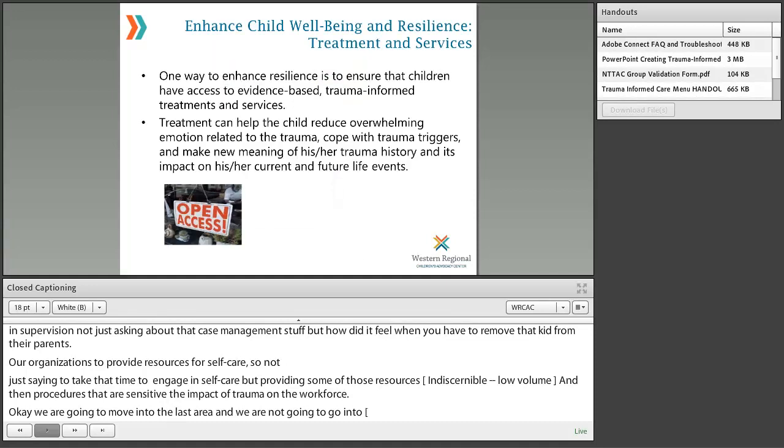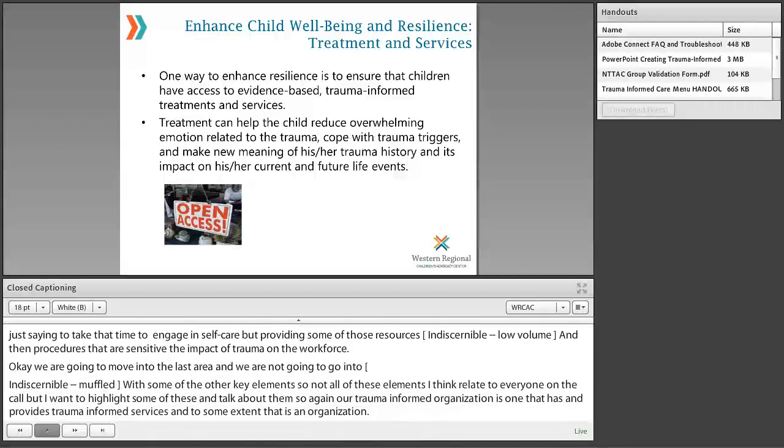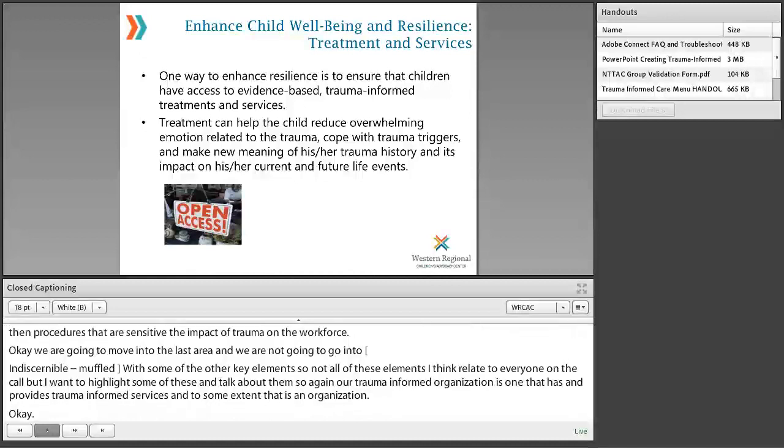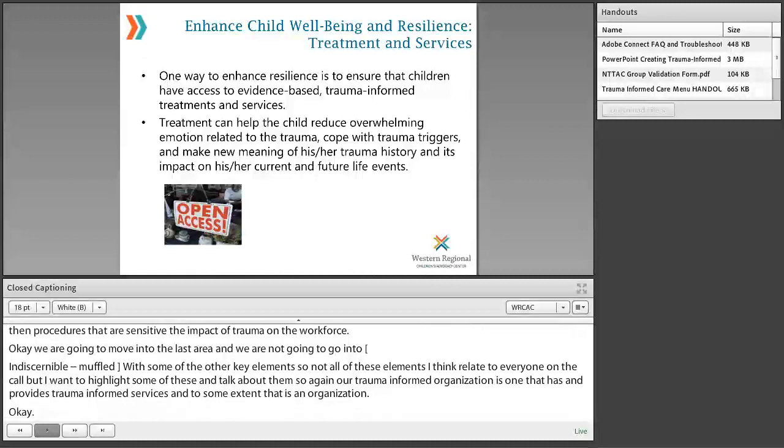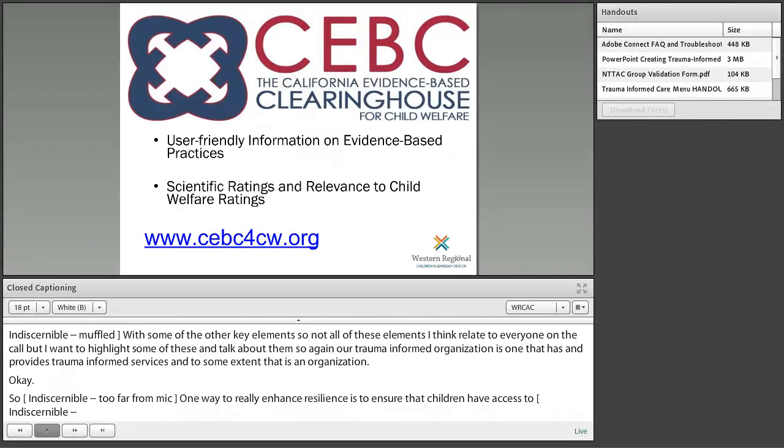Okay. So, enhancing child well-being and resilience. When we're talking about treatment and services, one way to really enhance resilience is to ensure that children have access to evidence-based treatment. We know that treatment can help the child reduce overwhelming emotions related to the trauma, cope with trauma triggers, and make new meaning of his or her trauma history and experience. So again, we don't have time to go into all the different evidence-based trauma treatments. We know that they're really successful, and we want to know what those are, whether we provide them or we're referring folks to treatment.